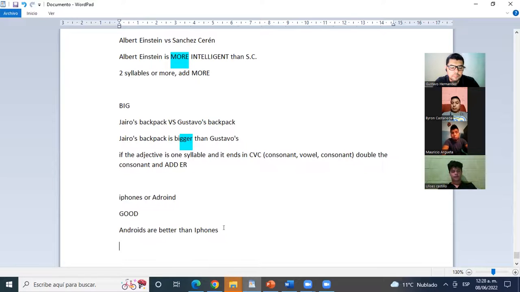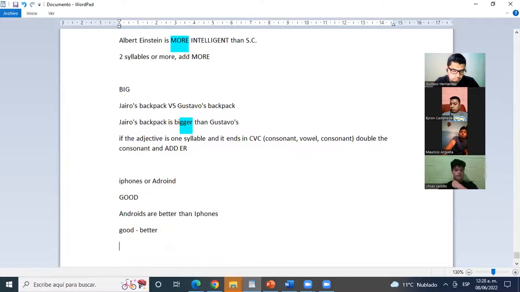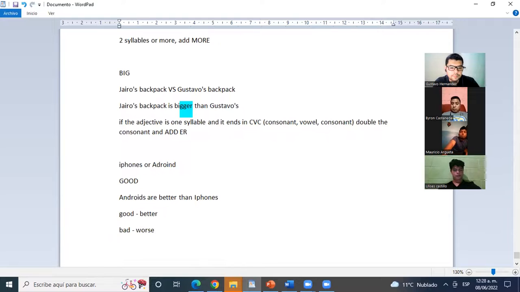Even in Spanish, we don't say más mejor, right? What do we say? Mejor. O más bueno, we say mejor. Okay, so there are exceptions in English too. So the comparative for good is what? Better. The comparative for bad is what? Worse. Yes. Okay, and I think that's it. We have two more exceptions, but I will send them to you because I can't remember.